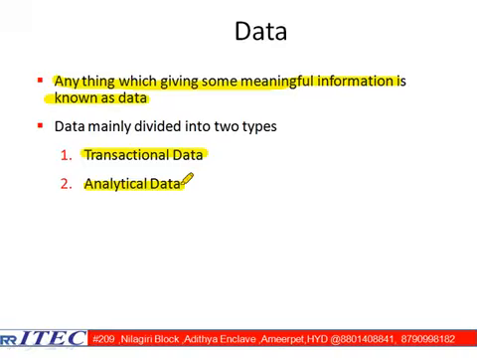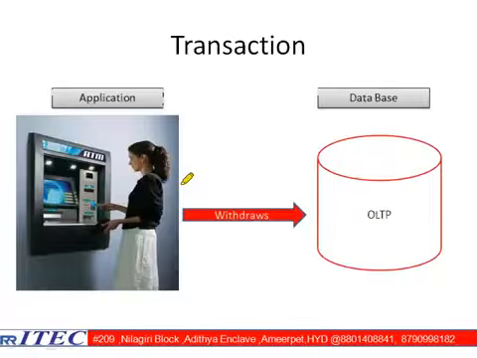Let me give some examples of how we get this transactional data so that we come to understand it. See this diagram. Whatever she is doing now, she is withdrawing some amount from the ATM, from our account. I can say this is one transaction. Due to this transaction, whatever data is generated is called transactional data.